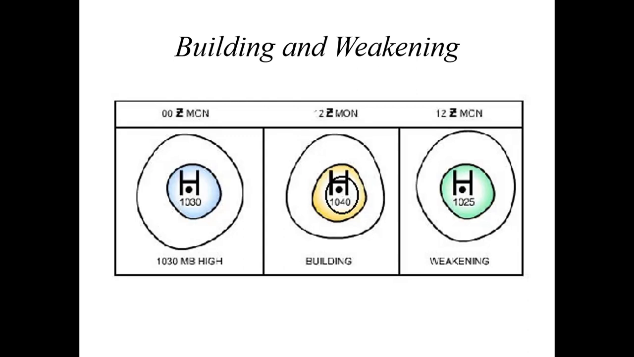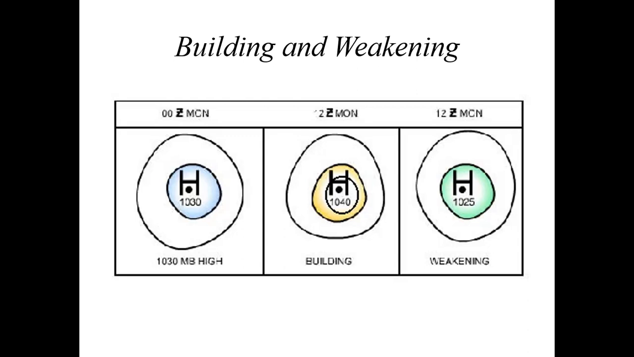12 hours later, we go to the middle image with the orange shading. Notice how the central pressure is now 1040 millibars. So we went from 1030 to 1040 millibars, an increase of 10 millibars over a 12-hour period. Whenever we have an increase in the central pressure of a high pressure system, that process is known as building.